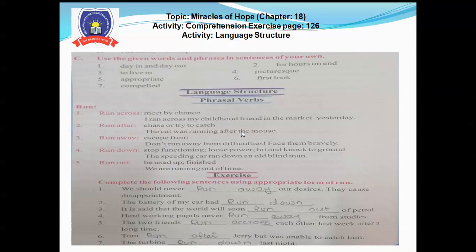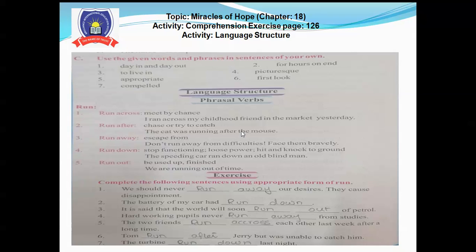Number 3, run away, which means to escape from. Do not run away from difficulties. Face them bravely. Number 4, run down, which means to stop functioning, lose power, or hit and knock to the ground. The speeding car ran down an old blind man. Run out means to be used up, finished. We are running out of time.